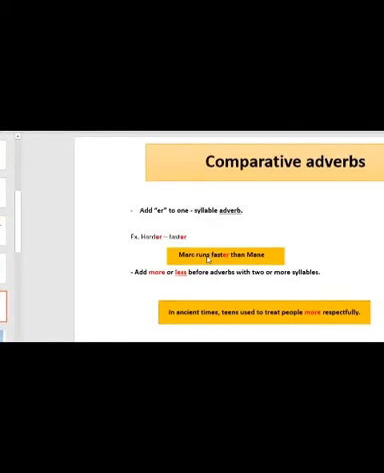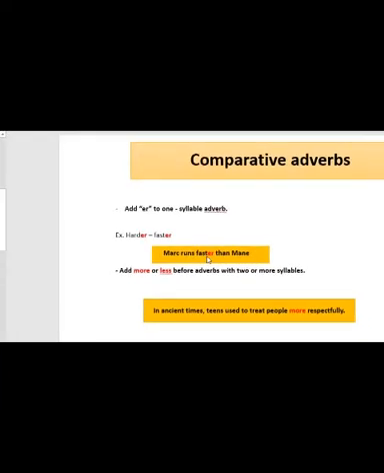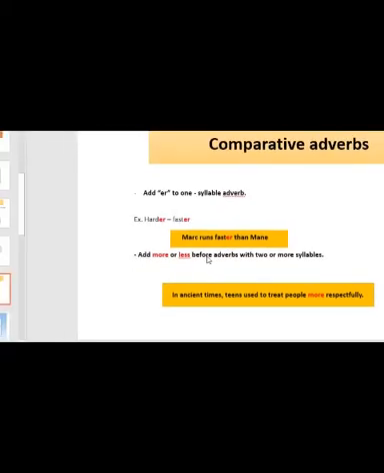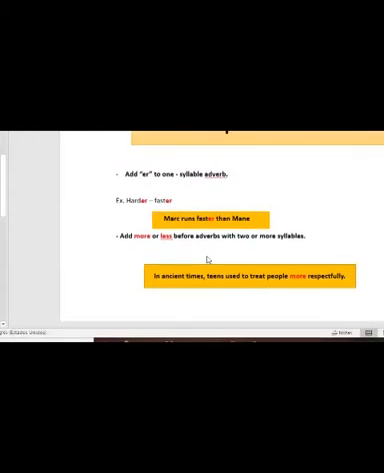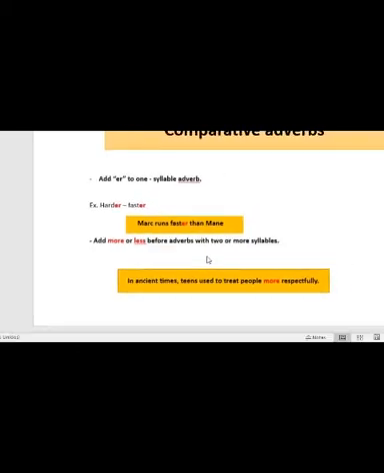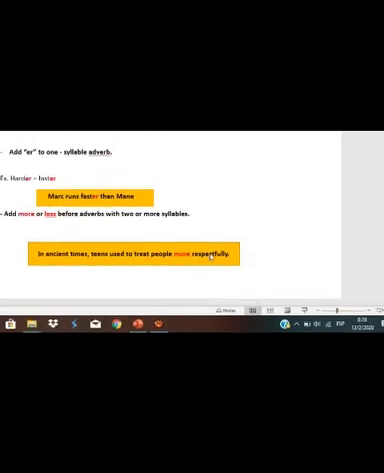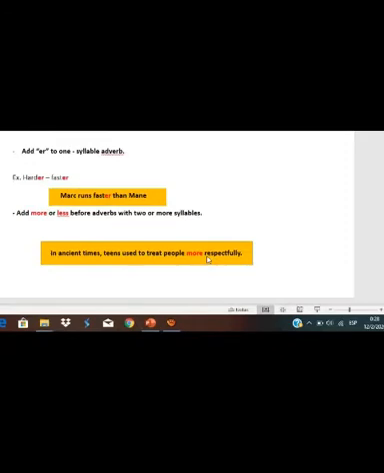Let's see the example. Mark runs faster than Manny. Here I have two elements, Mark and Manny. And here I am using er with the adverb to compare two things. Okay? And the second rule says add more or less before adverbs with two or more syllables. Let's see the example. In ancient times, teenagers used to treat people more respectfully. We are comparing here by using more before the adverb. And that's it.